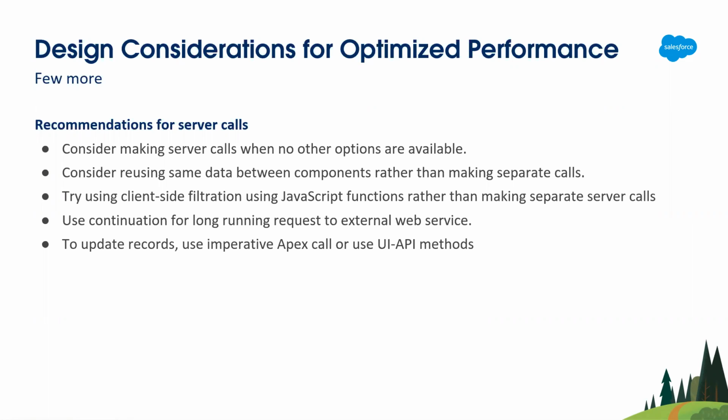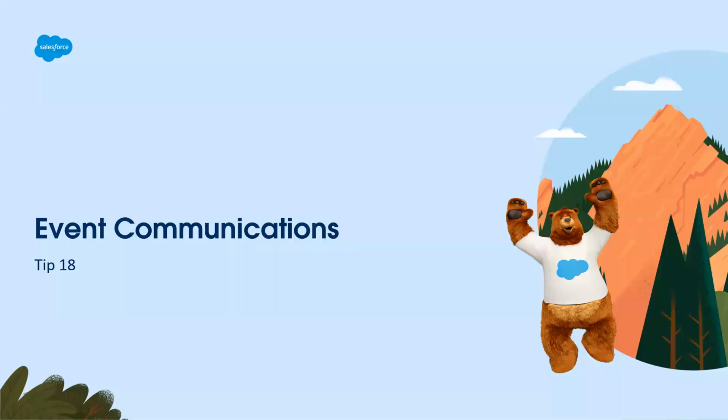Try using continuations for long-running server requests and long-running requests to an external web service. To update records, use an imperative Apex call or use UI API methods.